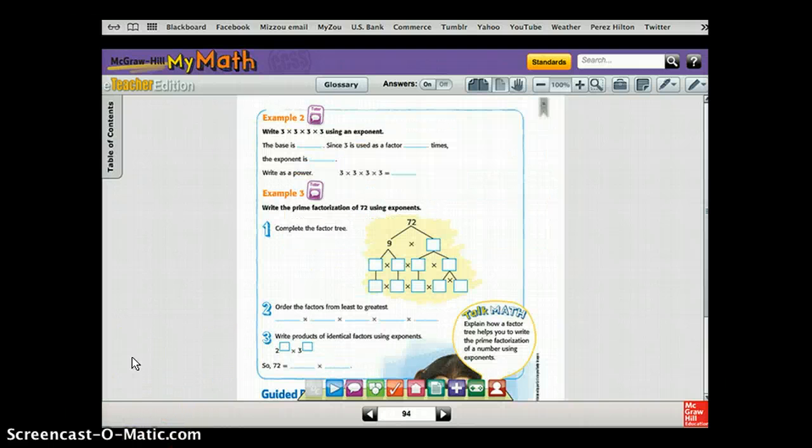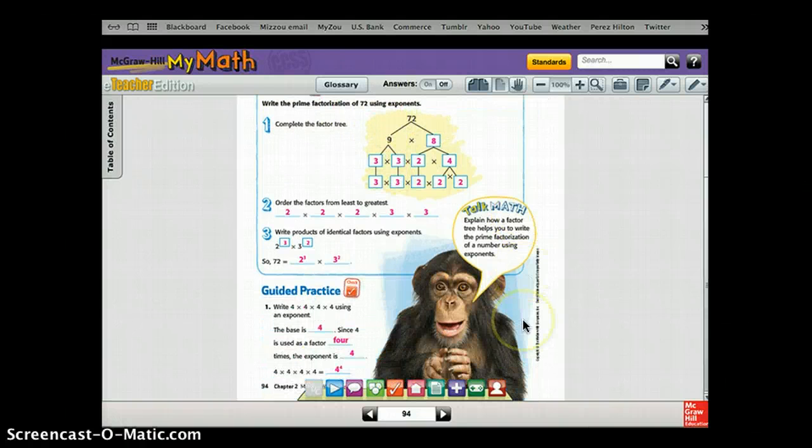Alright, to show you one more example of that, if you look at page 94, it shows you that tree we were working with in prime factorization. So I'll put the answers on. In this problem, we're using prime factorization of 72, this is the tree they did. They came up with these factors, and they put them from least to greatest. So these are your steps: completing the factor tree, ordering them from least to greatest.